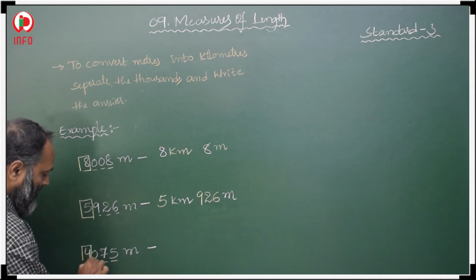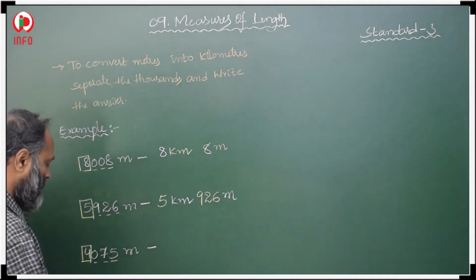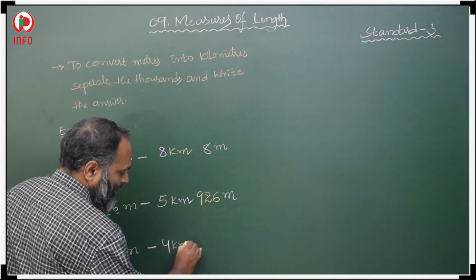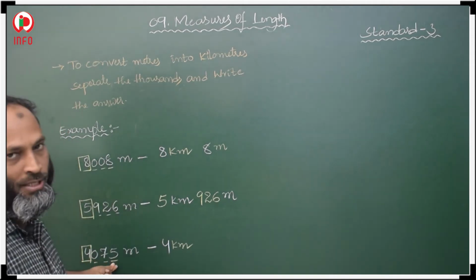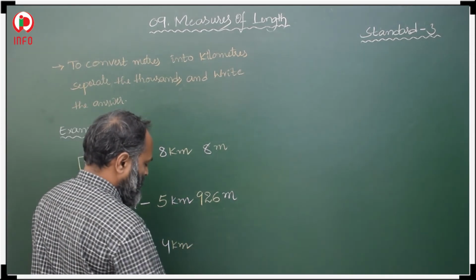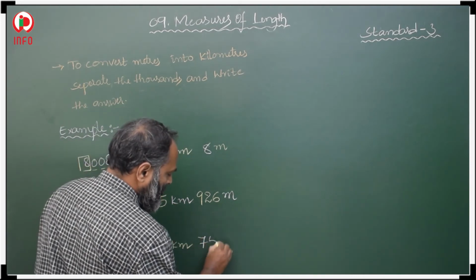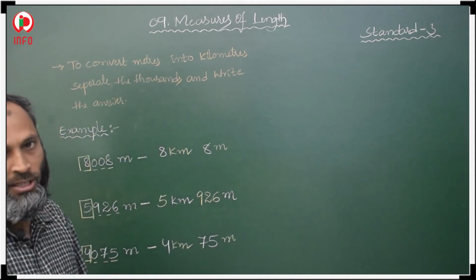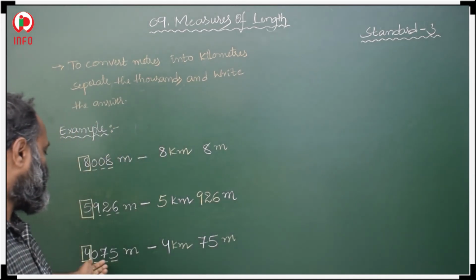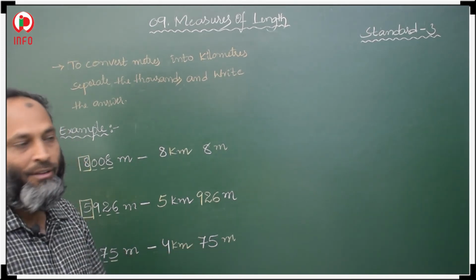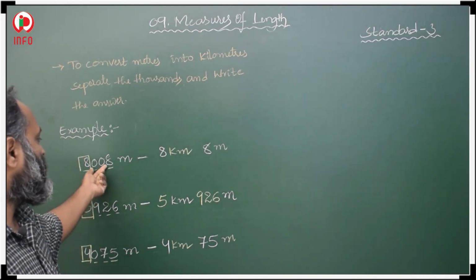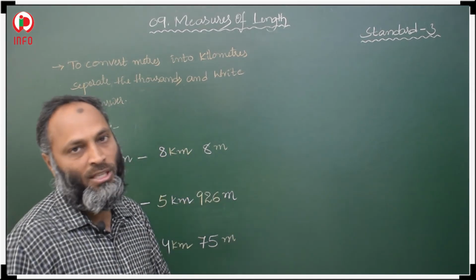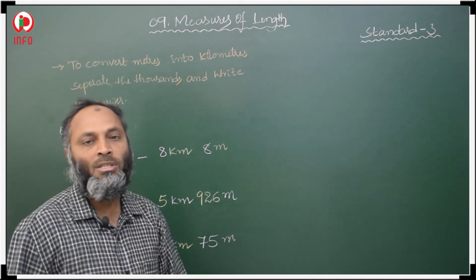Now, here also we separate the thousands place, ones, tens, hundreds. This thousands place we have to separate, that is 4. Then after that write kilometers, and the remaining 075 means take 75 meters. No need to take the zeros before. Here before 75, do not write that zero, only 75 meters is enough. Here 008, 2 zeros before 8, no need to write those 2 zeros. Okay.